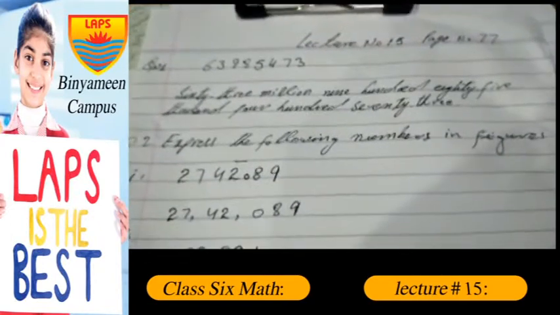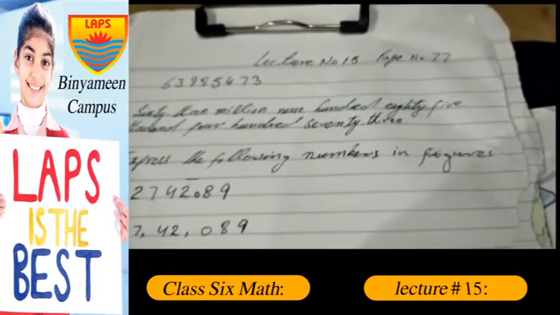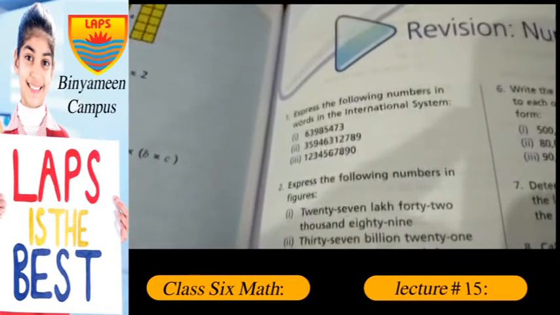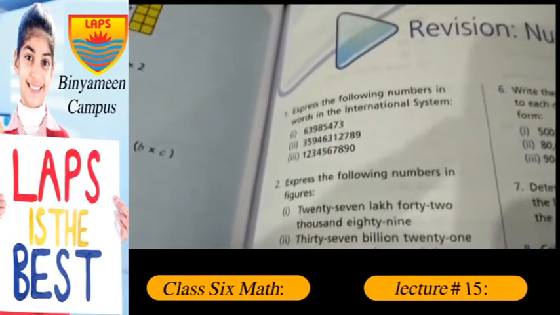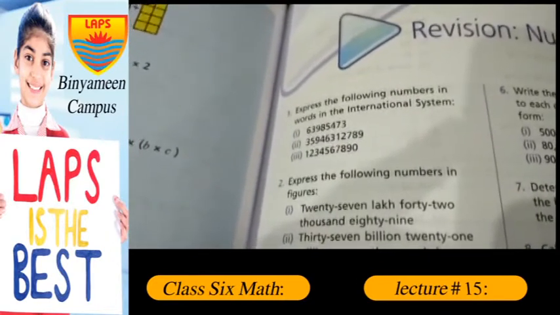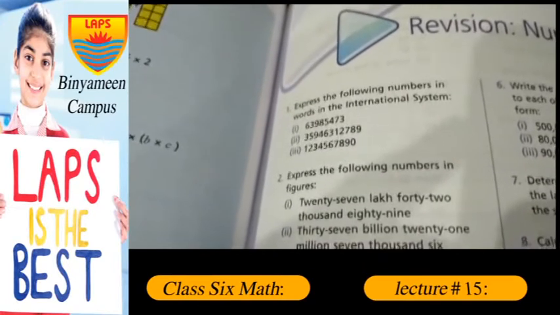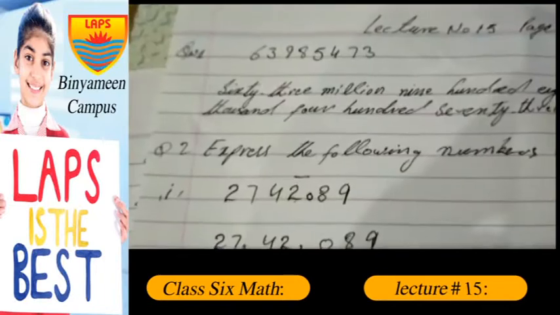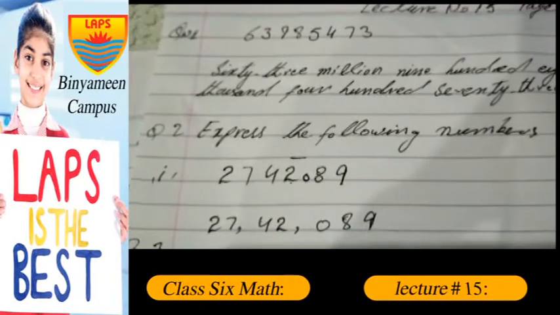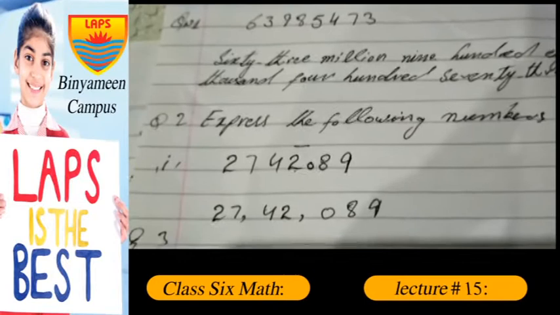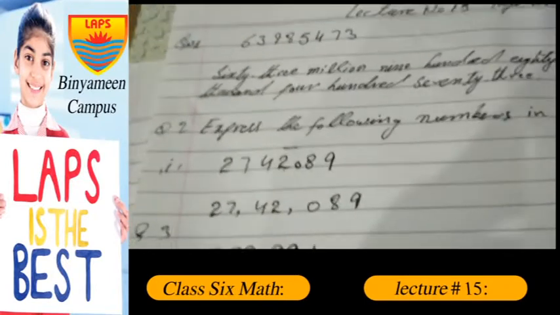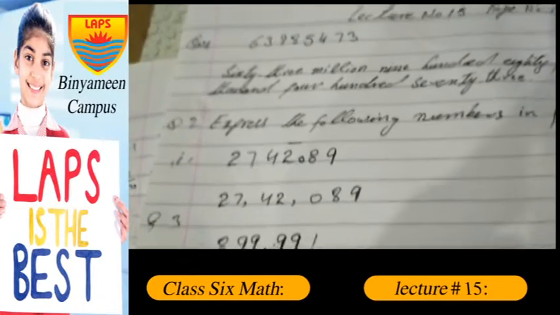Now question number 2. Express the following number in figures: 27,42,089. The first part I do for you, and the other you do by yourself. 27,42,089. Okay.